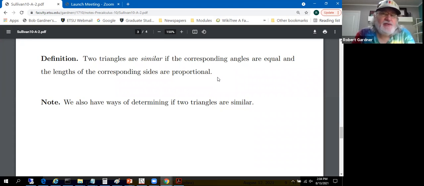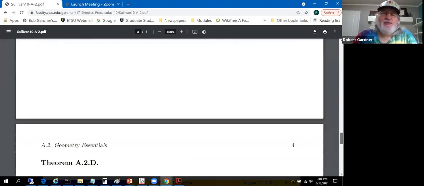of shape and size. Two equilateral triangles are similar, but they might be different sizes. You might have a little equilateral triangle and a big equilateral triangle. Well, they both have the same shape because they're both equilateral triangles, but one might be bigger than the other. One might have sides twice the size of the other, and that constant of proportionality would then be 2 to 1, for example. In high school geometry, you have ways of determining if two triangles are similar.